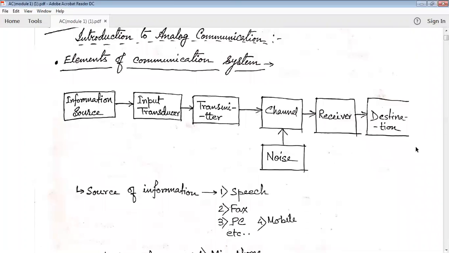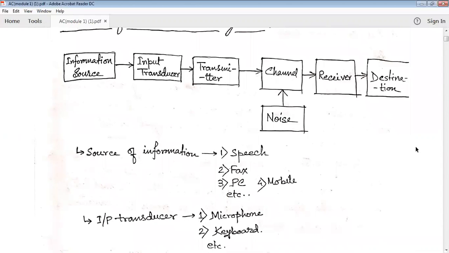Now, what kind of source may we have? We may have a speech signal, like I am giving a speech to you. We can have a fax machine, we can have a personal computer; I'm recording this video on my computer. We may have the mobile. You are using WhatsApp very regularly, so the source of information may be from mobile, etc.